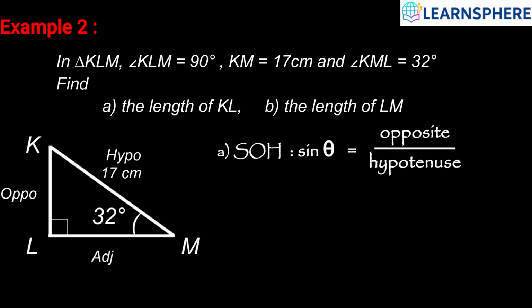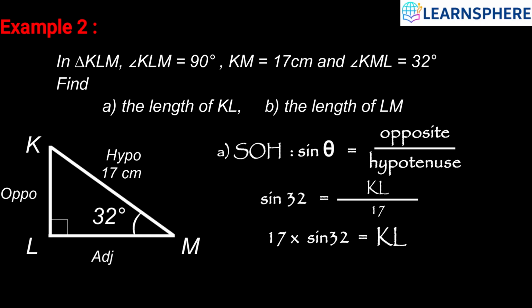And we can substitute the values in to get sine theta equals opposite over hypotenuse, and it's sine 32 is equal to KL over 17. To find KL, we can cross multiply the 17 over to the left-hand side, which gives us 17 times sine 32 is equal to KL, and you can simply plug this into the calculator, and you can get the value of KL to be 9.01 cm as the answer.